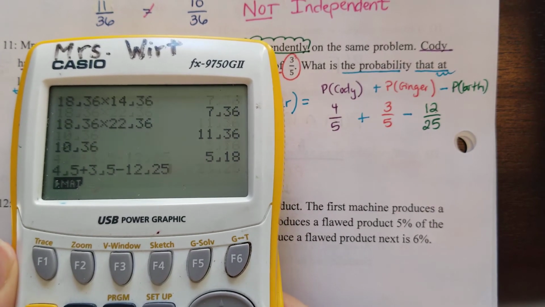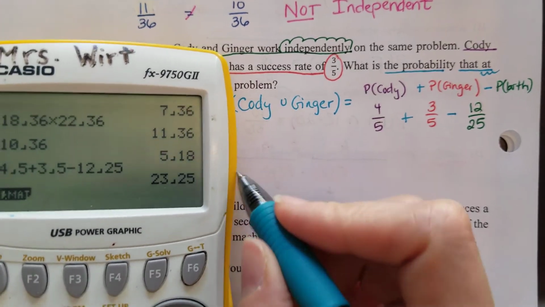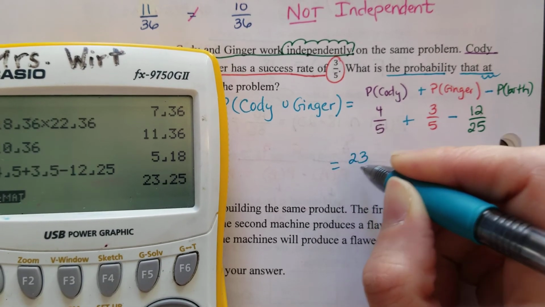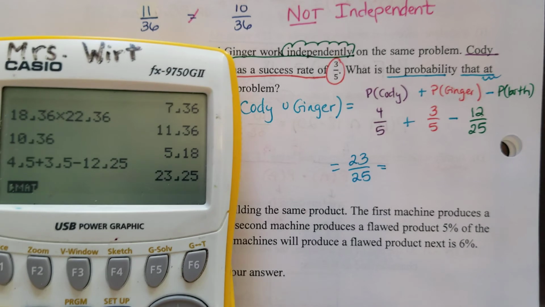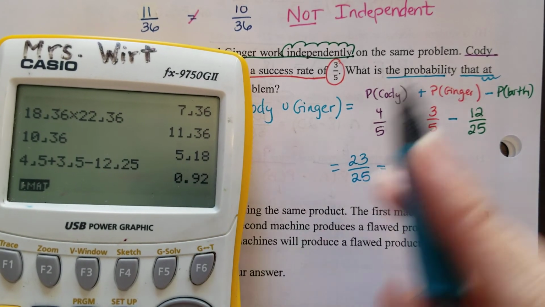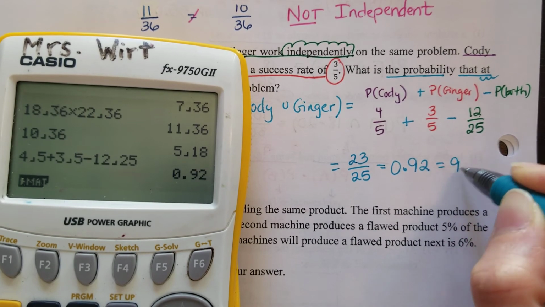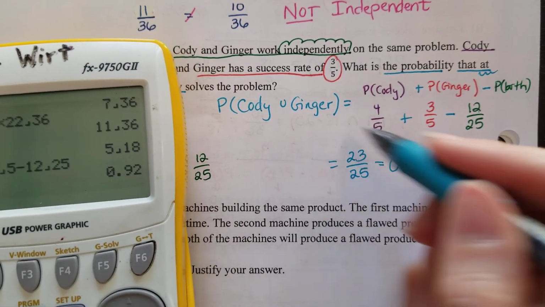And so I find that the probability that at least one of them is going to get a question right is quite high. Our answer here is 23 out of 25. And that's equivalent, as I use my fraction decimal key, to exactly 0.92 or 92 hundredths, or 92%. That's some pretty good odds that at least one of them will be right.